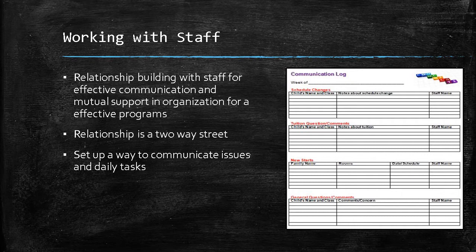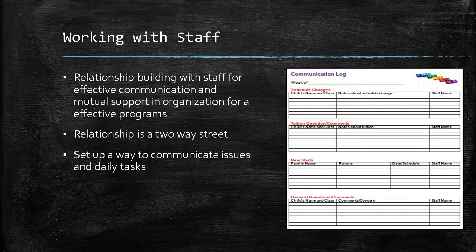So then working with staff. So I talked about onboarding or making changes. So really what it is about relationship building, because relationship is a two-way street. So I support the teachers in the classroom or the teachers who work with me, and I expect them to support me back. So through effective communication and something like a communication log that I have here, and then mutual support, we should be able to run more effective programs that deliver what they're supposed to, which is quality childcare. So for example, this might be a way of communicating with staff in the classroom and for them to communicate with you. So about children, new families, general questions or comments, something like this.